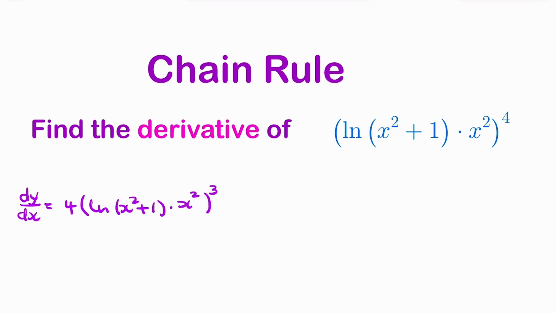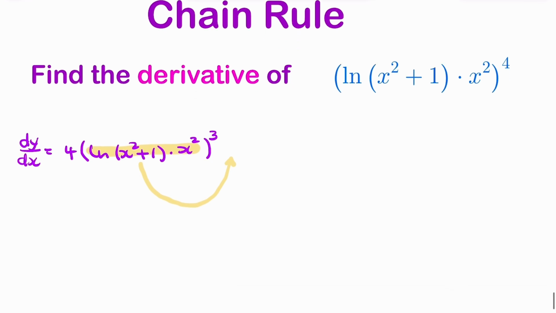to the power 3. Now, what I'm going to do is, because that wasn't x, because it was a function of x, I need to multiply by the derivative of this. And that looks like it's going to be product rule, because we have a product. So I'll write that out step by step. I'll say if u is ln x squared plus 1 and v is x squared.